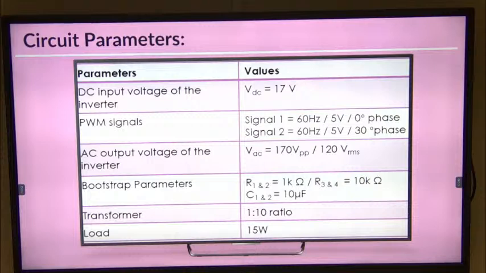Our bootstrap parameters are the ones shown in the table. These were selected such that we would ensure that our gate voltage would be higher than that of the drain to source. The transformer ratio is 1 to 10, and our load is 15 watts.